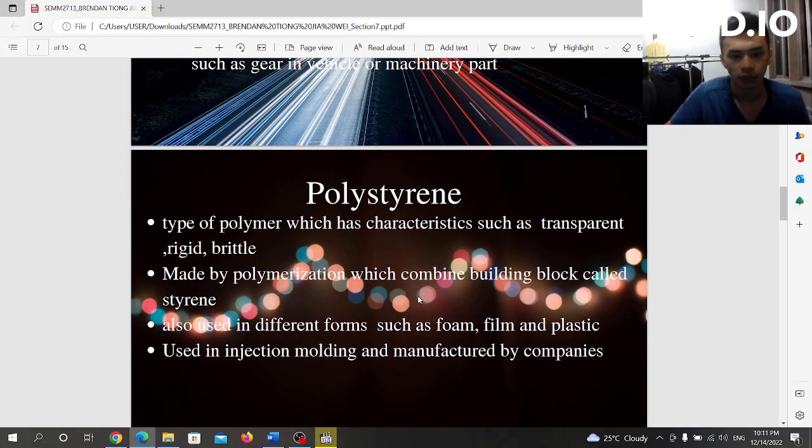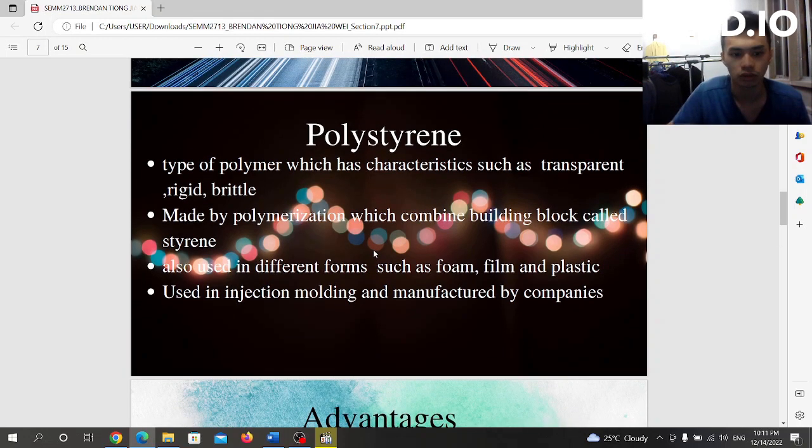Polystyrene is a type of polymer which is transparent, rigid, and brittle. It is made by the polymerization which combines building blocks called styrene. It is also used in different forms such as foam, foil, and plastic. It can be used in injection molding and is manufactured by companies.